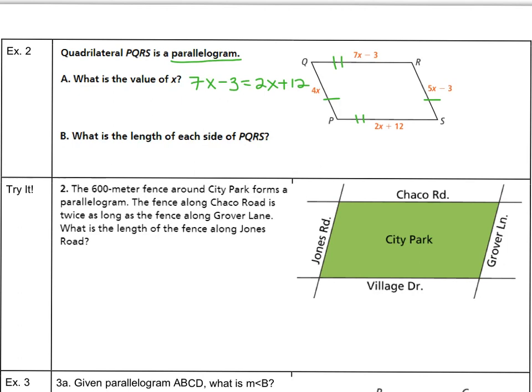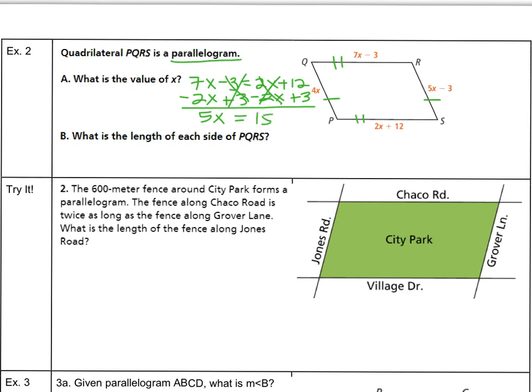We want to get all of our x terms on one side and then everything else on the other. Move the 2x over to the left, and then we'll actually move the 3 over to the right. Since it's negative 3, we're going to add. In each column, we have 7x minus 2x, which is 5x. The 3's cancel out. On the right, the 2x's cancel out, and 12 plus 3 is 15.